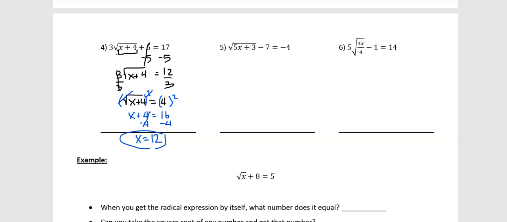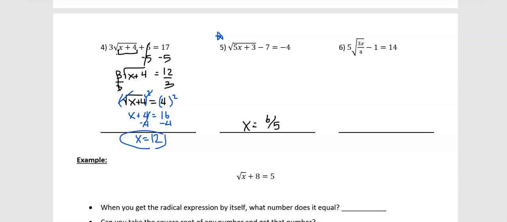Okay? I'm going to have you do this one on your own, but I will put up the answer. So pause it, give it a shot. This is kind of a gross one. It doesn't work out to a super nice number, but you should get x equals 6/5.